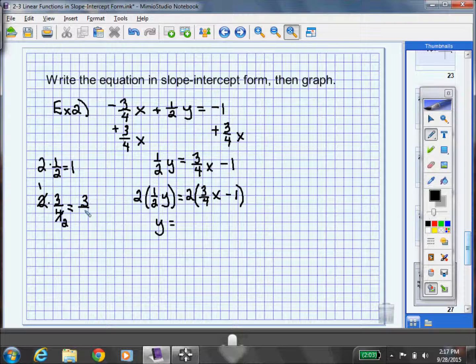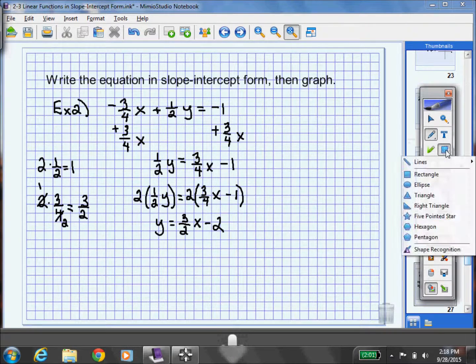So this is my favorite way of doing that. That makes 3/2, except it's going to be with a whole bunch of variables and things. But you can do it, but you really have to understand this cross-canceling idea. So 3/2 x minus how much? 2. 3/2 x minus 2. Now we need to graph it.